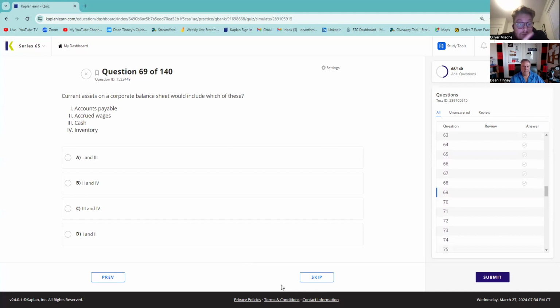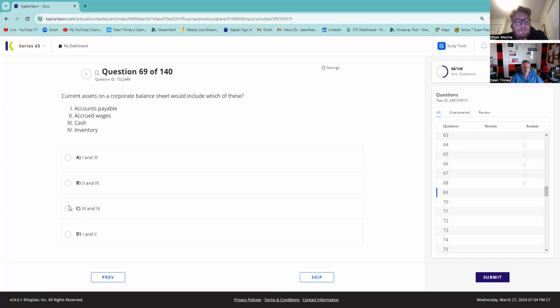Current assets on a corporate balance sheet. People tell me they struggle a little bit with this. When they don't, they give you a couple of them, then you have to figure out which ones they are, right? So current assets are cash or things we plan to turn to cash within 12 months. Did you answer C? Mhm.